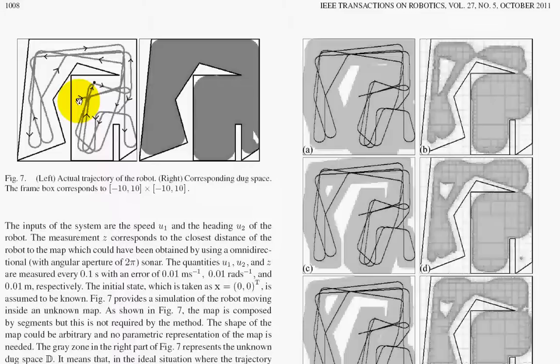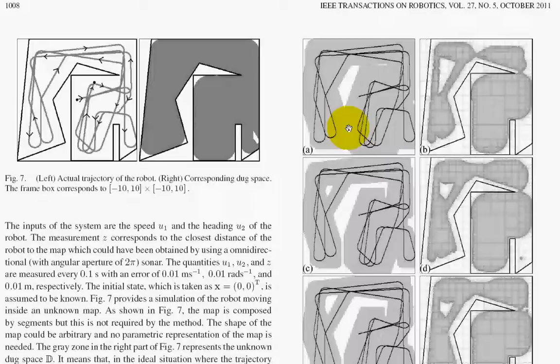The robot knows that it is moving inside a map made of walls, of segments, but the robot does not know that the map is made of segments. The only thing the robot is able to measure is the distance between its own position and the nearest segment. So in the ideal situation where the robot knows exactly where it is, the reconstructed map could be something like this, if the robot has this trajectory.